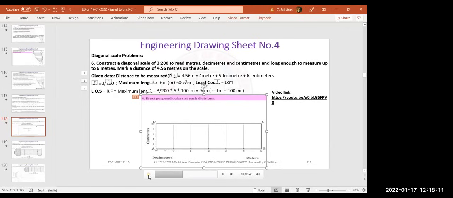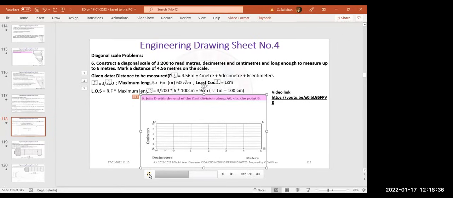You have divided this vertical line, and from it draw the horizontal line. Draw the horizontal line till the length of the scale. What is the length of the scale? A to B, so the complete 9 centimeters. From the vertical divisions, draw the horizontal lines.